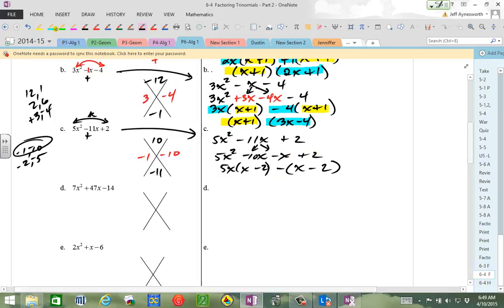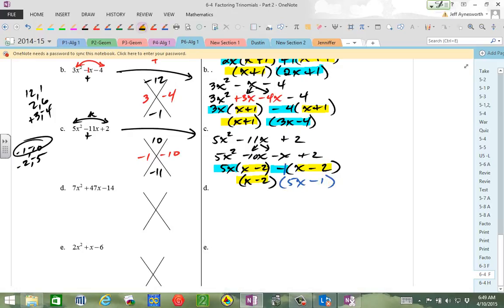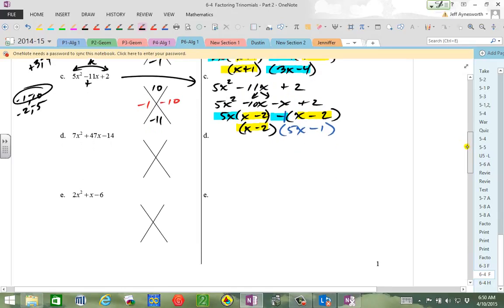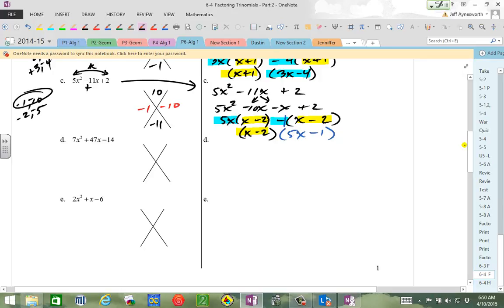Notice the common factor here and here. You always start with the common factor, x minus 2. Multiply it by the remaining factors, the 5x and the minus 1. I'm going to put a 1 right here. So times 5x minus 1. Whenever you don't see a coefficient in front of the group or the binomial, just put a 1 there. All right, easy. All right, let's keep on practicing here.